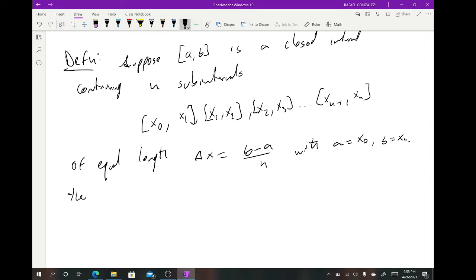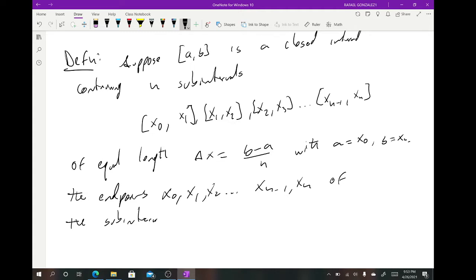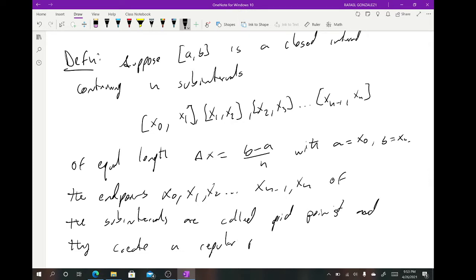Anyway, the endpoints x0, x1, x2, all the way to x(n-1) and then xn, of the subintervals, are called grid points, and they create a regular partition of the interval [a, b].